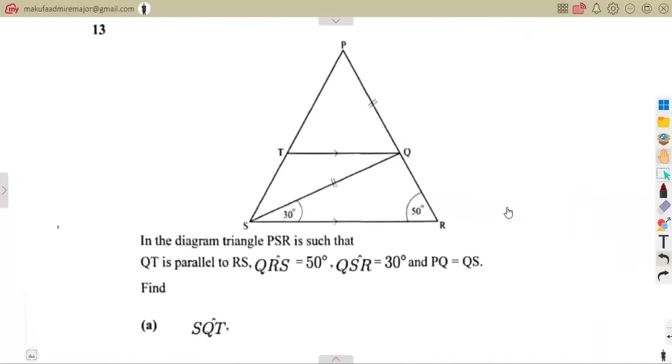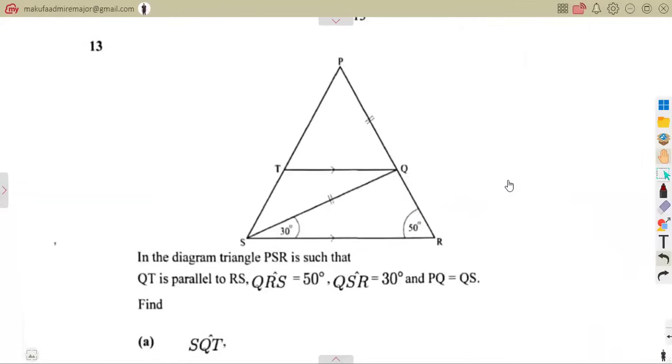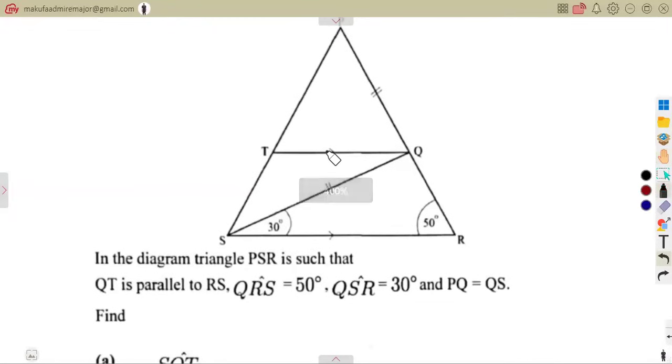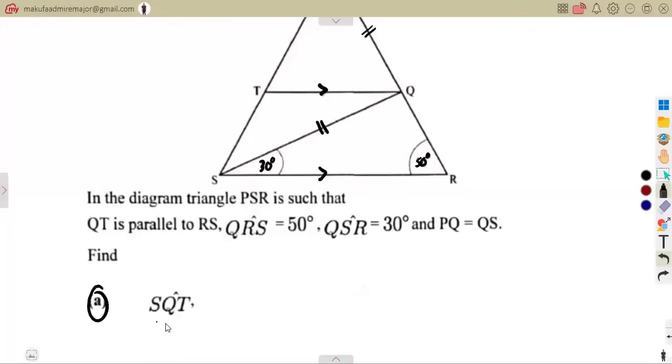All right, so let us consider another question, which is number 13. We are given our diagram where we have PSR, which is the outer triangle, such that QT is parallel to RS. These two sides are parallel. And there we are given an angle of 30 degrees. You can answer some questions just by using the parallel lines, and also these two sides are equal. The question was to calculate or find SQT. That is SQT, this angle that we have here.